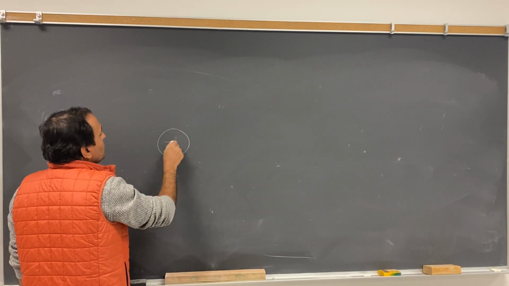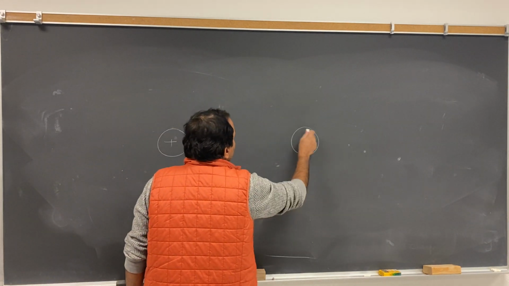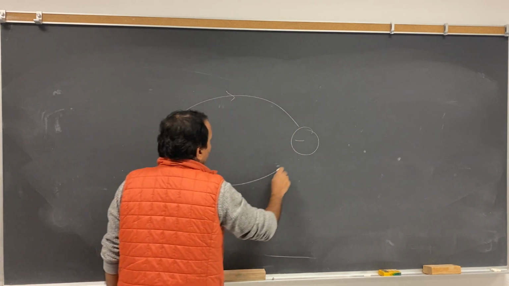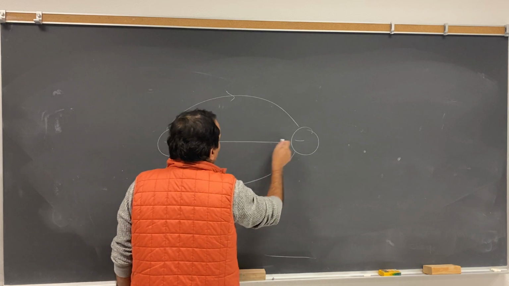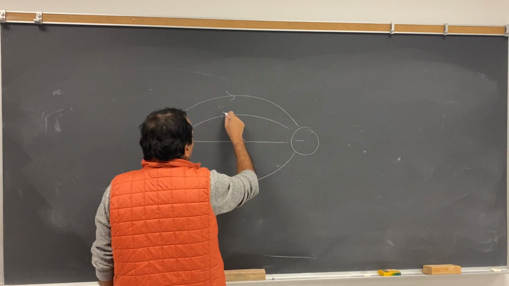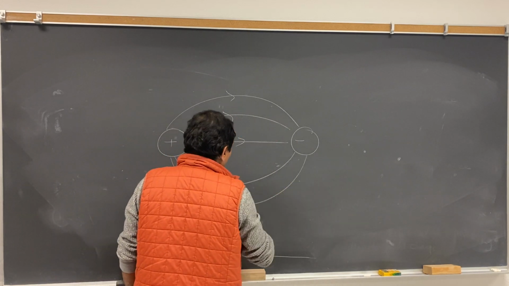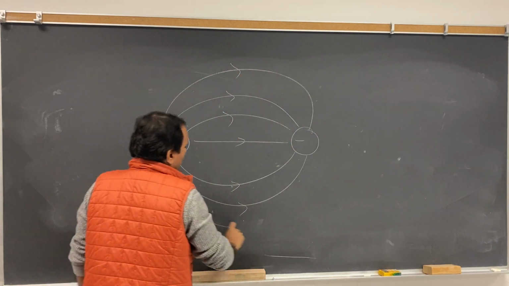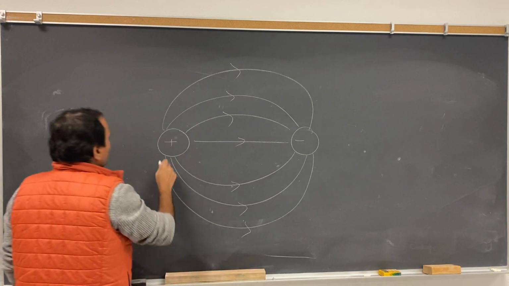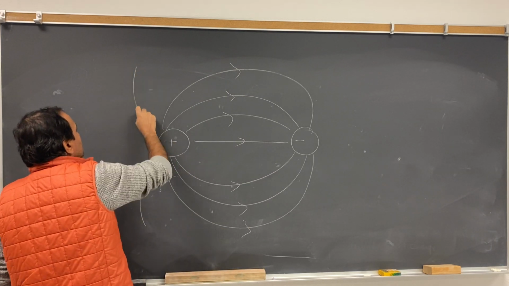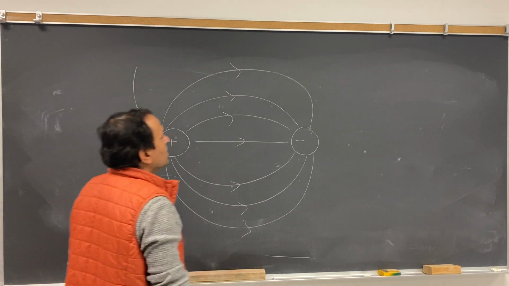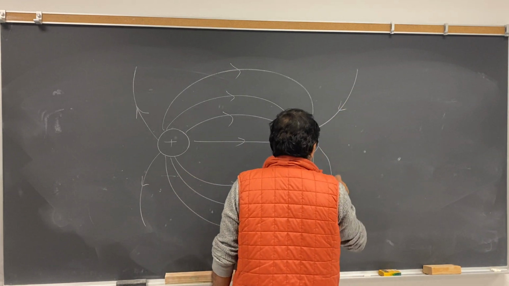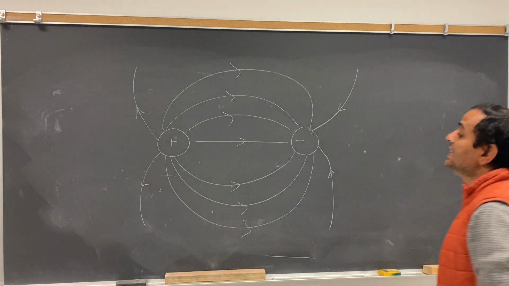So this is positively charged, this is negatively charged, and if you want to draw the electric lines of force, you can draw like this. If you have many, you can do it this way, starting from the positively charged and terminating here at the negative charge. Okay, so these are the electric lines of force.